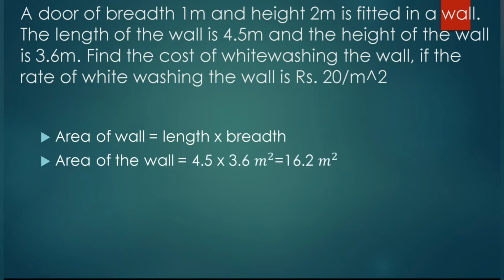So length is given 4.5 and breadth is given 3.6. Multiplying, I will get 16.2. Now area of the door I need to find out. So area of the door is 1 into 2, meter square.